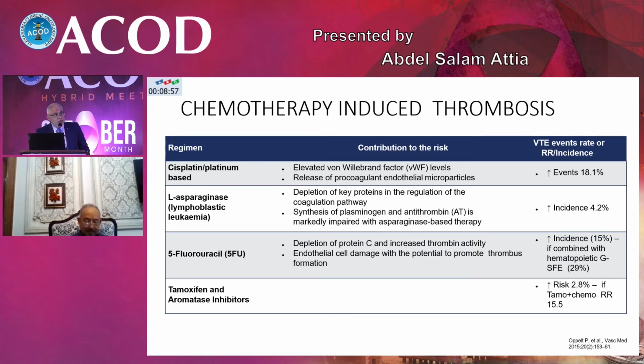5-fluorouracil is also a risk because of depletion of protein C, increased thrombin activity, and endothelial cell damage, with the potential to promote thrombus formation. This incidence increases more if combined with GCSF. With tamoxifen and aromatase inhibitors, the risk is increased by about 3%, and if tamoxifen is combined with chemotherapy, the risk increases 15 times.